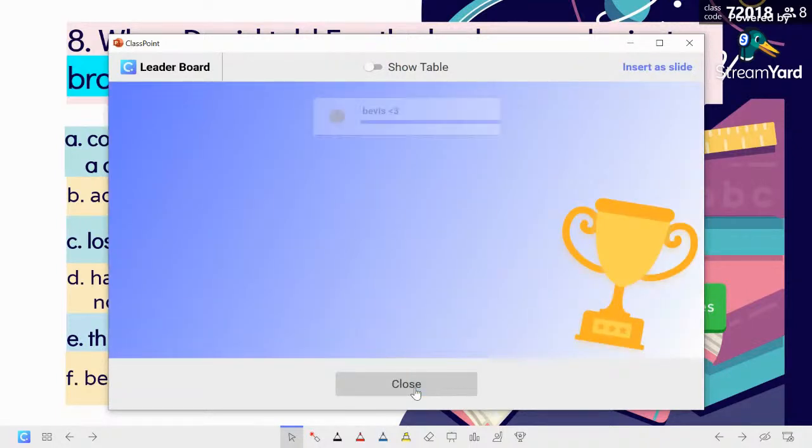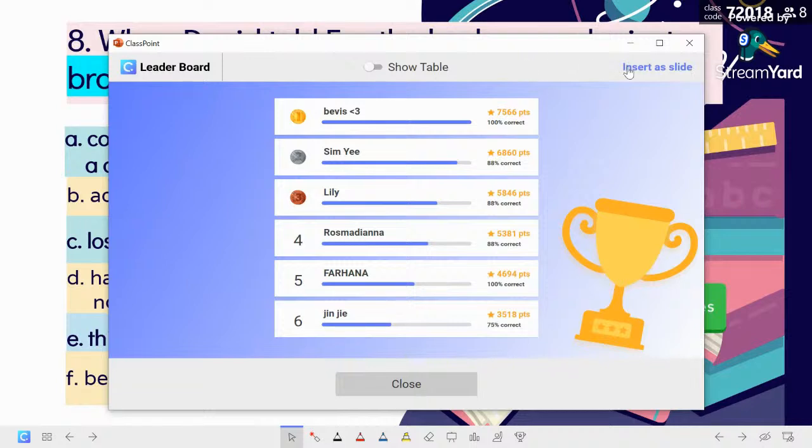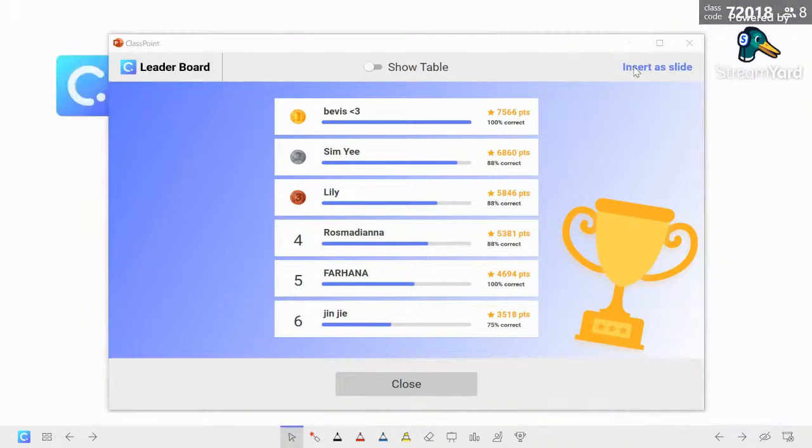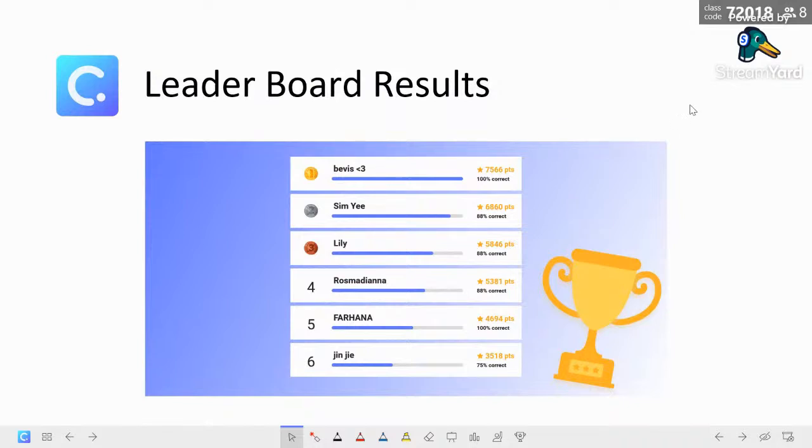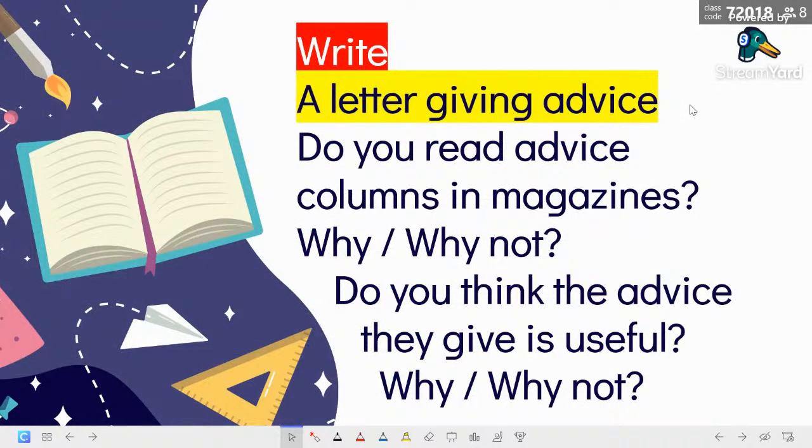Actually, it means start crying. So the winner: Baby, Simi, Lily. All right, then followed by Rosmadiana, Farhana, and Jinjit. Okay, good try. So you have already learned all the phrasal verbs. Those are phrasal verbs. Actually, it's in your textbook page 115.